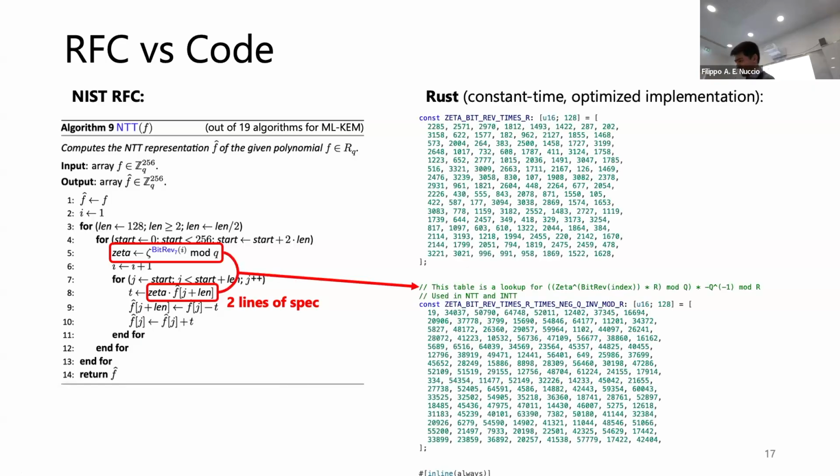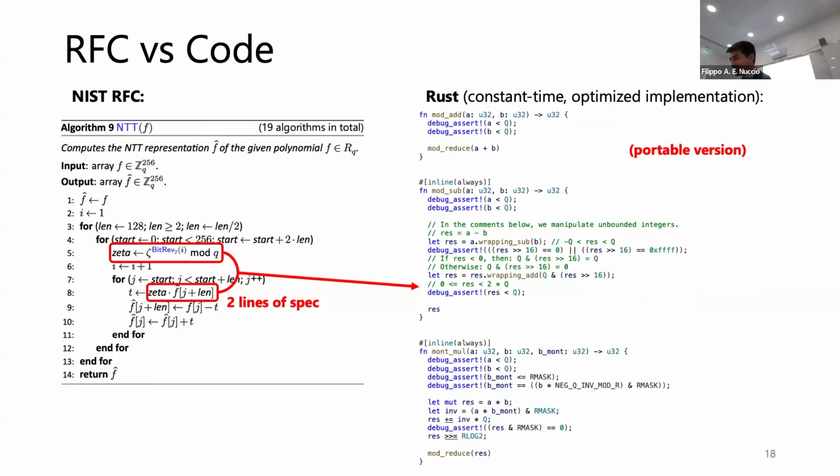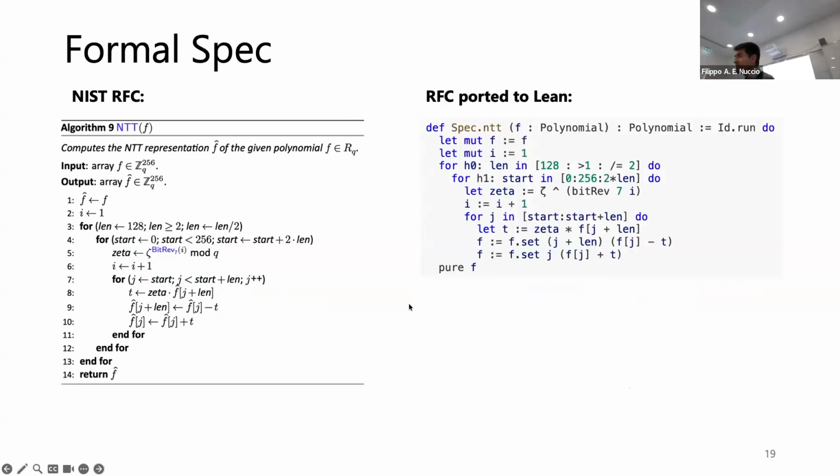The implementation looks like this. Yeah. So there's quite a big gap, and this is only the portable version. Hence, once again, the need for verification. A good thing with Lean is that there's a nice modeling notation that we use to write the specifications.